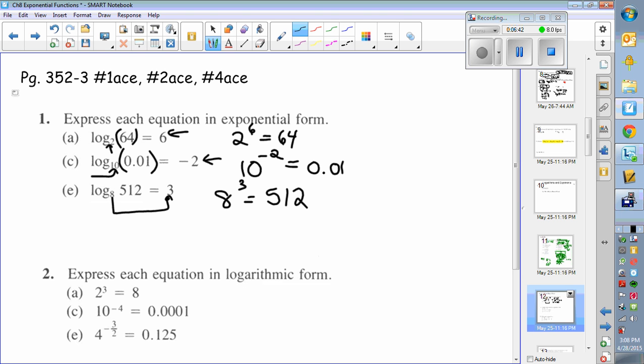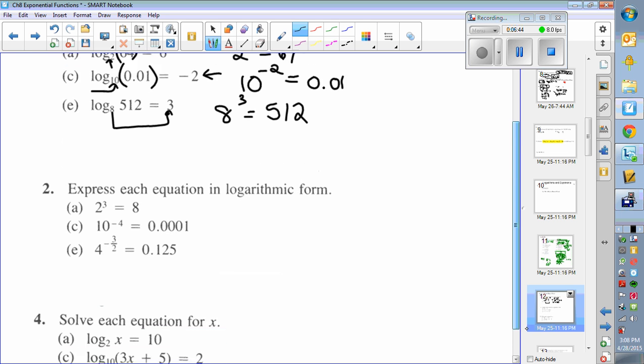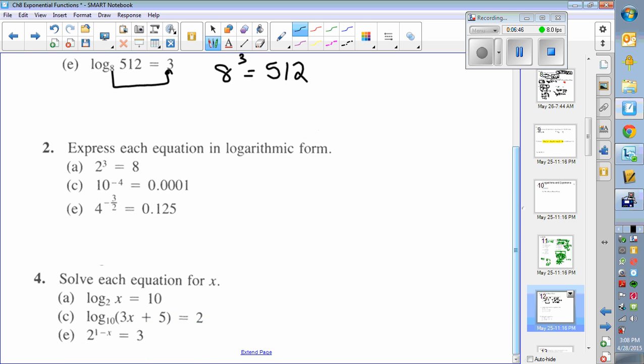If we check out number 2, if we're going to take it and write it as a logarithm, you just do the reverse. So it is log, the base is 2, so it's log to base 2. And the answer is what you're taking the log of, 8, and that answer will be 3.